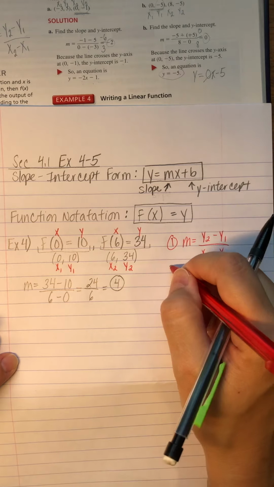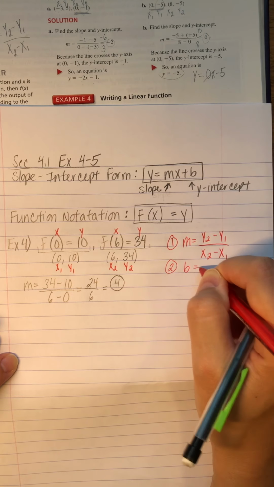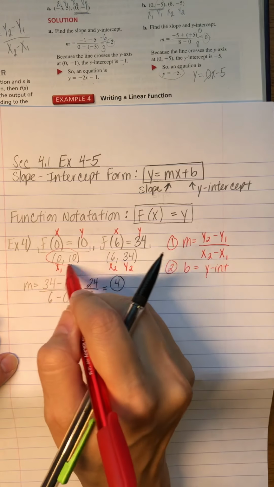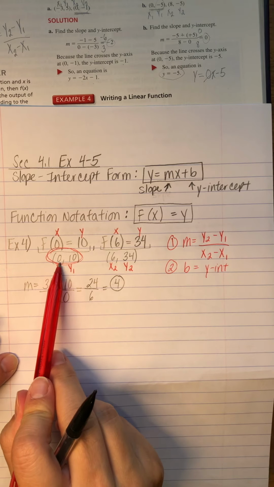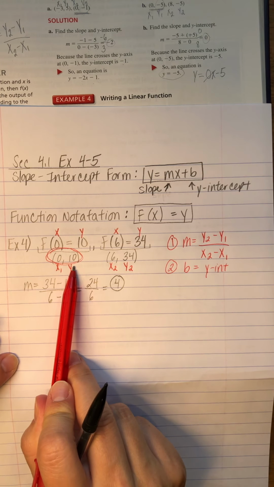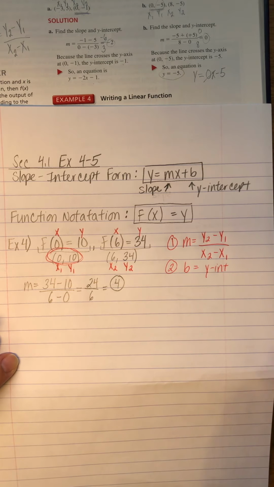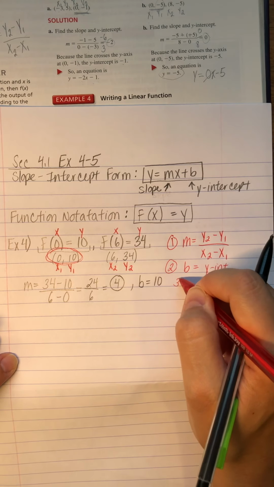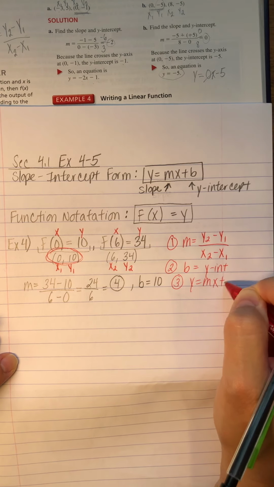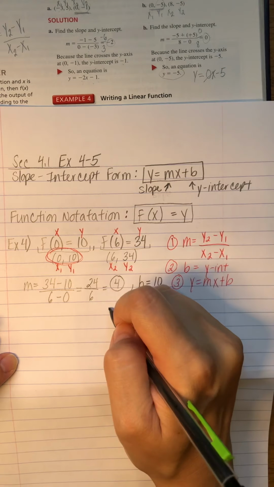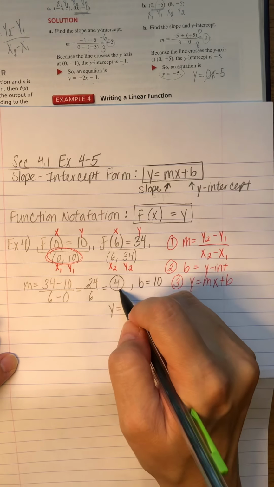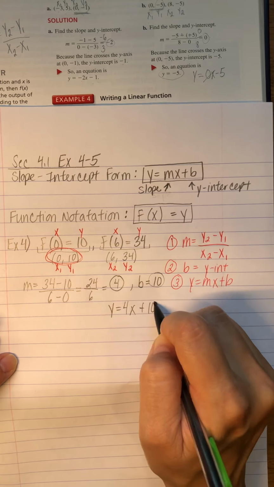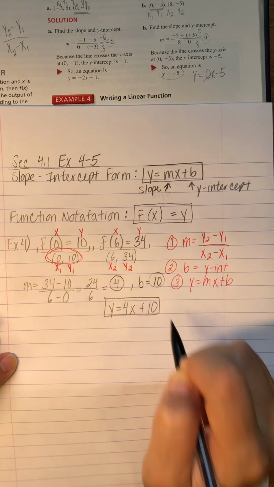Next up, our second step is now we're going to find our b. Remember, the b is the y-intercept. They gave us the y-intercept already. Look at this point right here. Whenever our x is 0, this point is the y-intercept. The 10, which is the y-coordinate, that is our b. So our b is 10. Now our last step, step number 3, is let's write our equation in y equals mx plus b. So our equation for this would be y equals, my m is 4 times x, and then plus our b, which is 10. And that would be our equation.